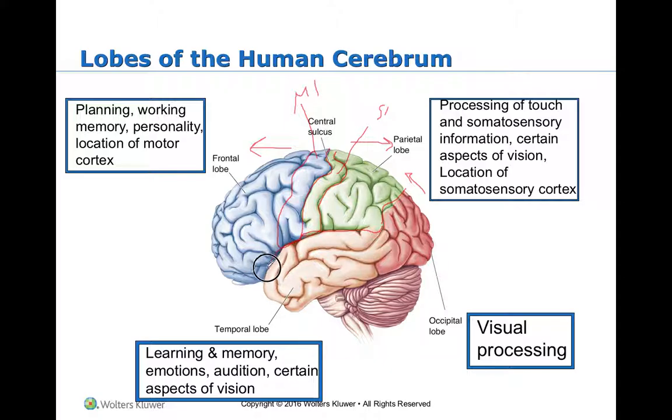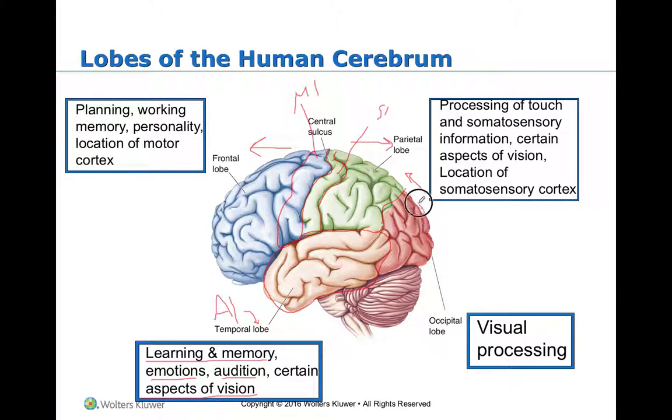Now, the temporal lobe lies on the lateral side of the brain; think about where your temples are. The temporal lobe is important for learning and memory. We have our hippocampi and our amygdala particularly housed within the temporal lobes. This is important for learning, memory, and emotions. A1, or your primary auditory cortex, is also housed within the temporal lobe. This is important for audition. And you also have regions of the temporal lobe that are important for aspects of vision processing.